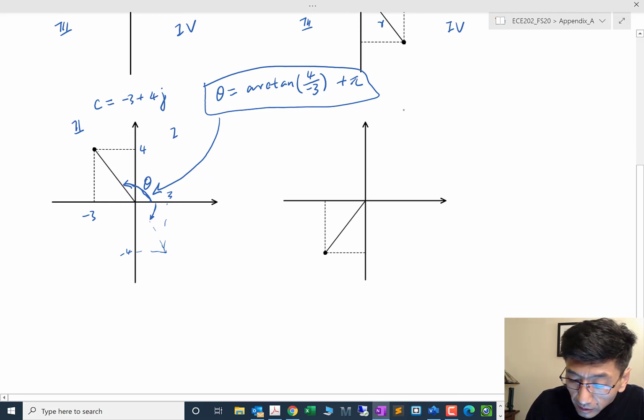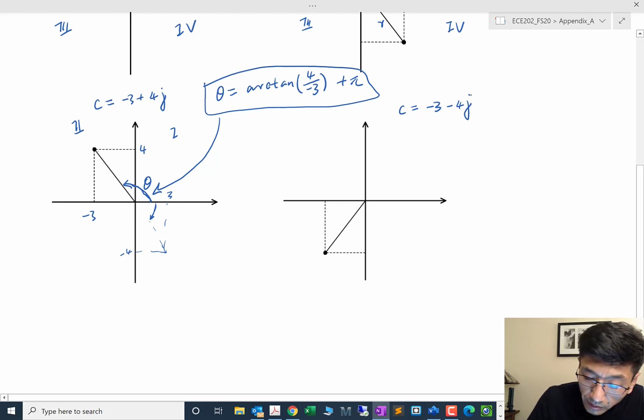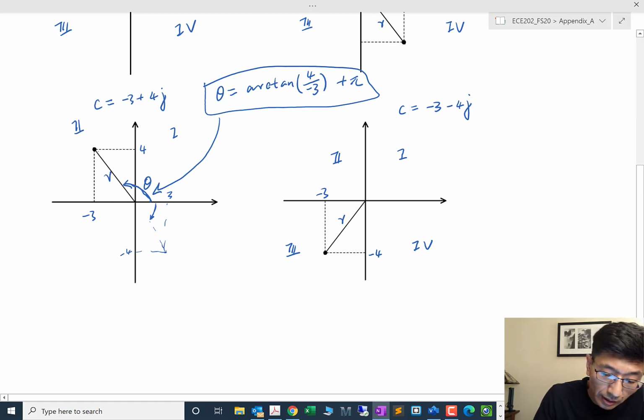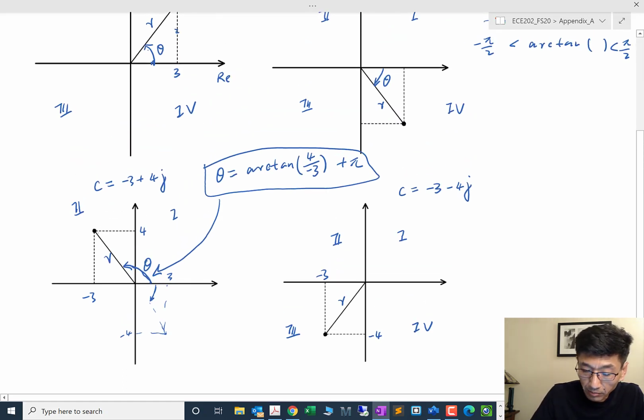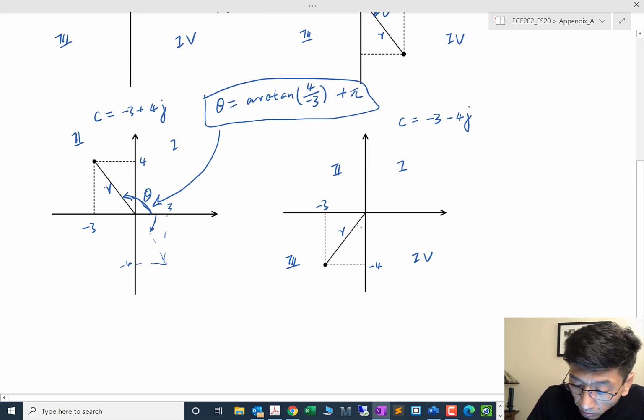In this case, C is equal to, I use a similar number, -3 minus 4j. So this number is actually in the third quadrant, right? Because the convention is to go counterclockwise: first, second, third, and fourth. So in this case, I have -4 and -3. And the R, we don't need to repeat it, R is the same, it's still 5, right? The theta now, you want to find this one. We normally don't go the other way, saying the positive angle goes.